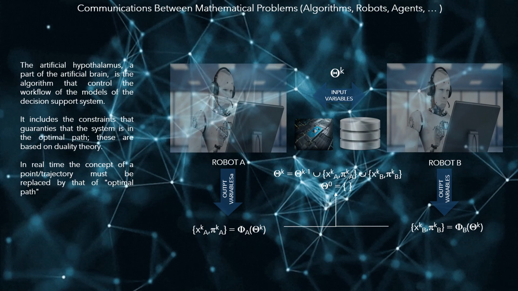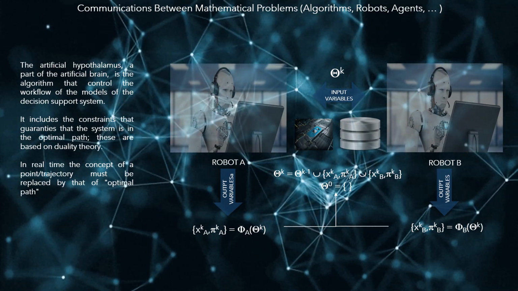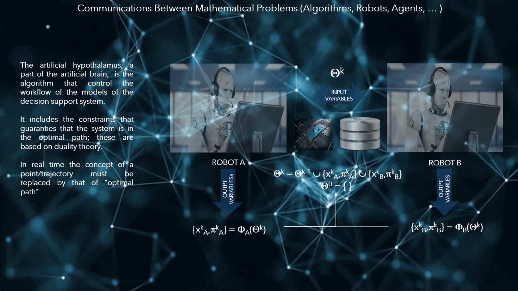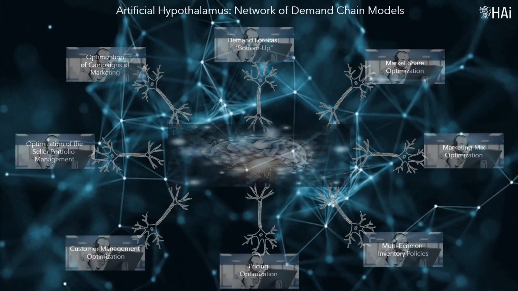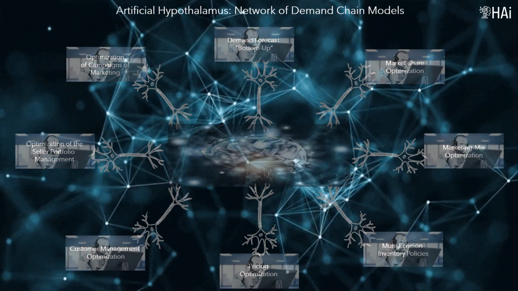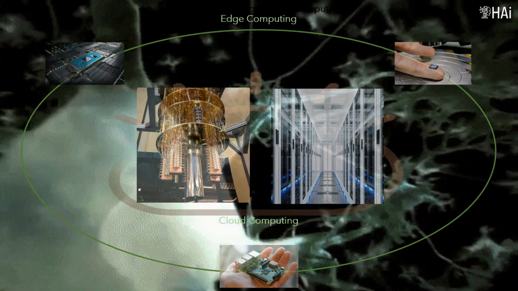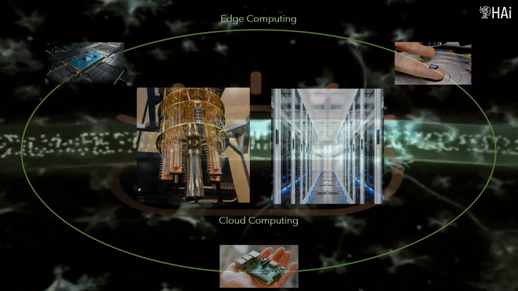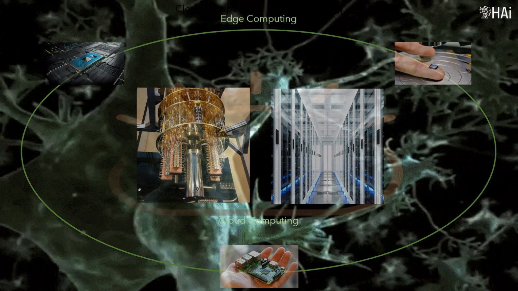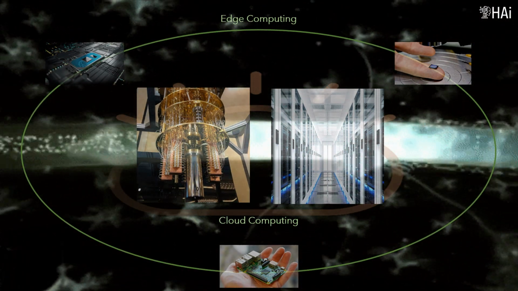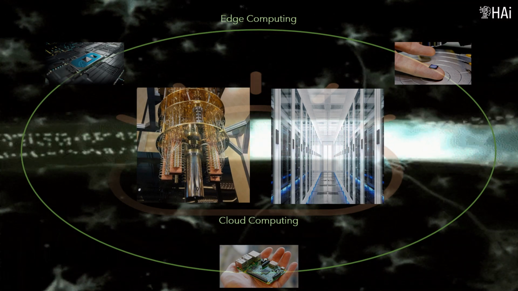In real-time and uncertain systems, the concept of an optimal point must be replaced by that of optimal path, the one that is always close to the ideal optimal points. The algorithm that simulates the hypothalamus is assembled by Optex, the HI's artificial intelligence, to generate mathematical programming solutions, using the models that traditionally make up a decision support system. The current state of computer technologies involves the integration of edge computing and cloud computing to implement systems with multiple highly complex mathematical models that can be run in parallel.